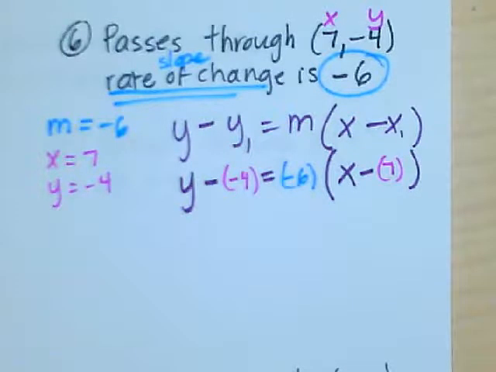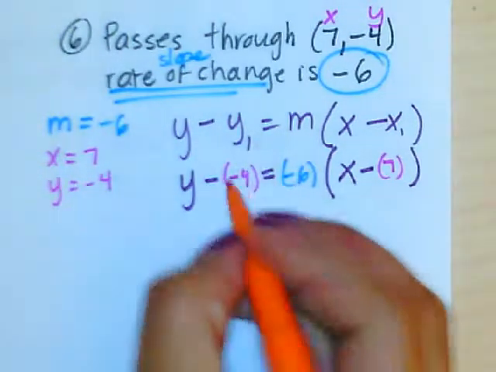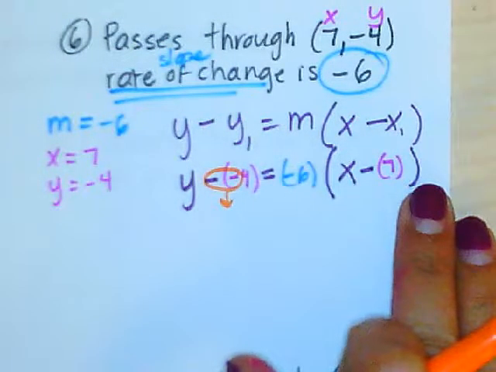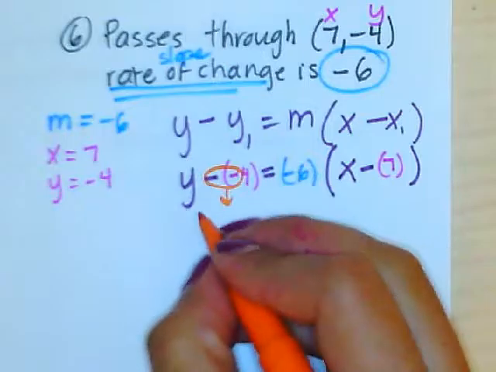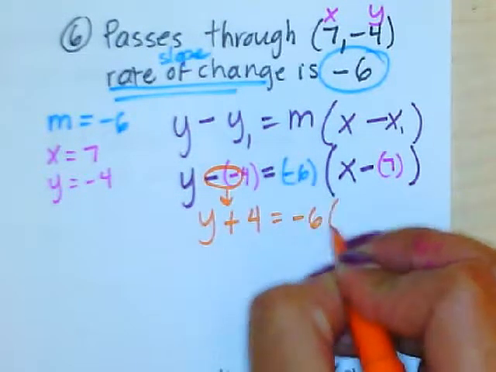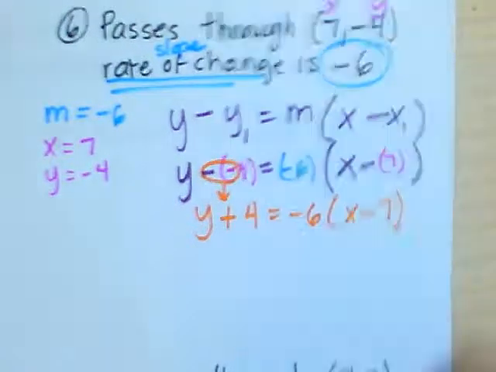Okay? My next step is to simplify the signs or clear any double negatives. For example, here I have a double negative, so I'm going to rewrite this whole thing to clear that. I don't have any more double negatives. Everything else is fine as is. So that will become +4. This is -6, x minus 7. Now I have a regular equation.